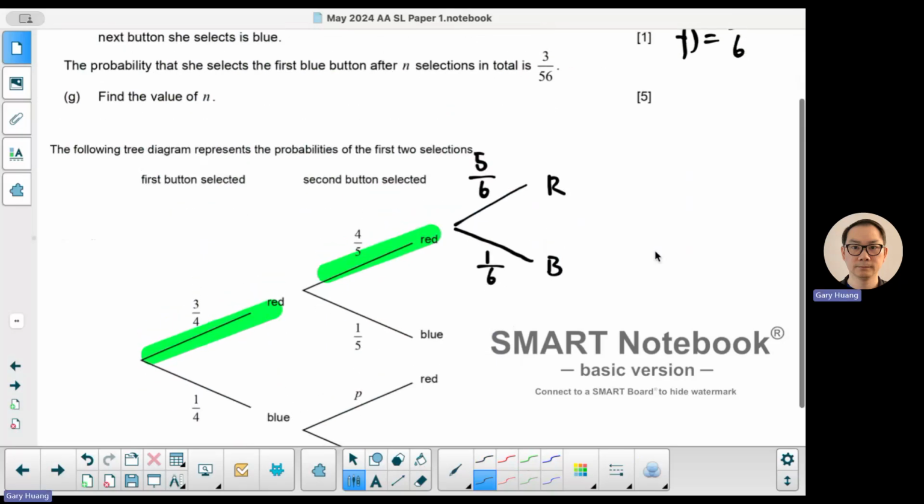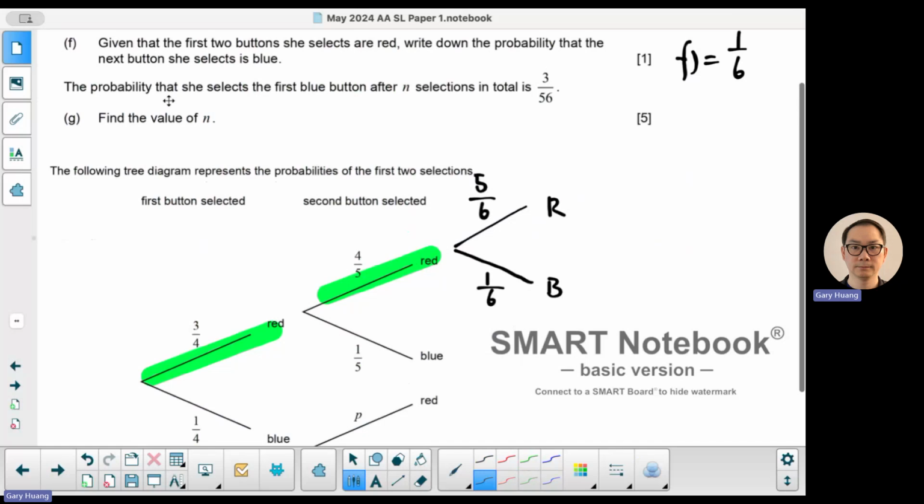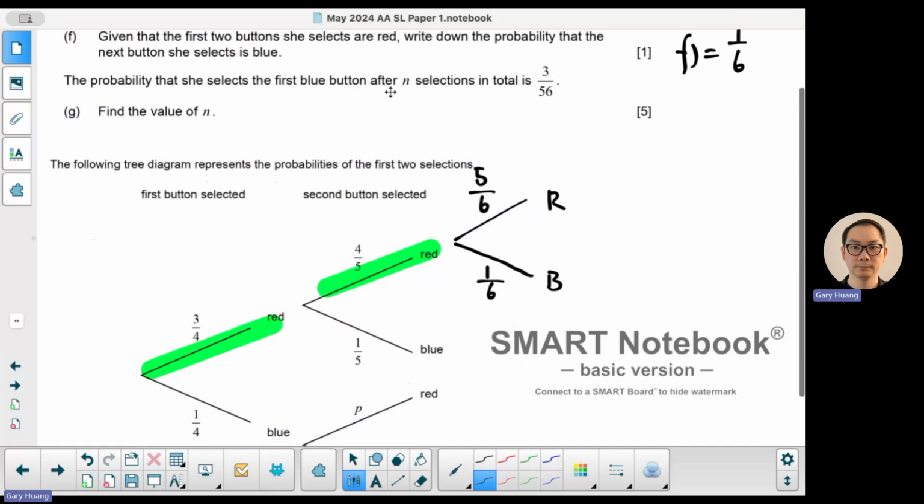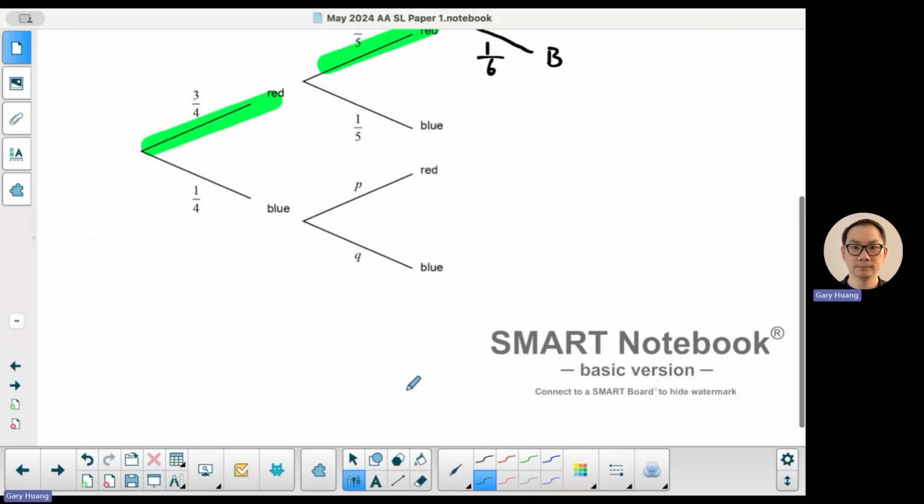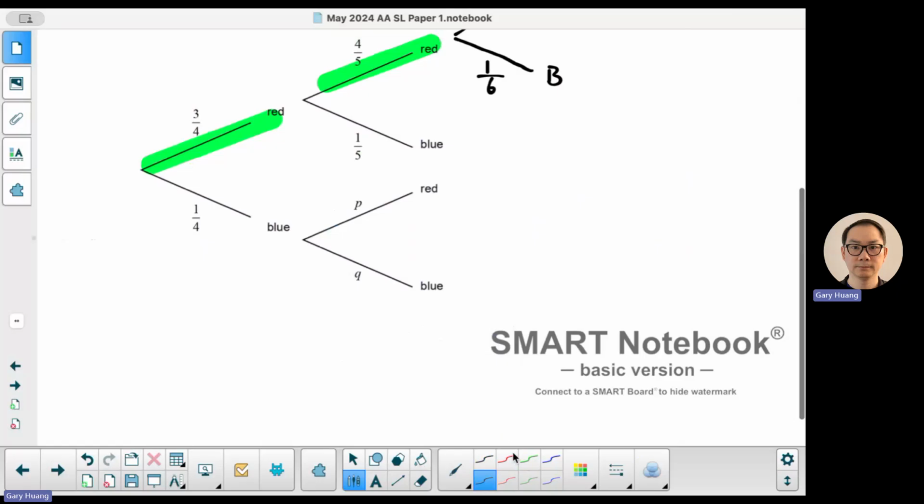The last question here: the probability that she selects the first blue button after n selections, so we don't know when, is 3 over 56. Find the value of n. So what we can do, the long way, is you can do trial and error. So this one was 3 over 4 times 4 over 5 times 1 over 6.